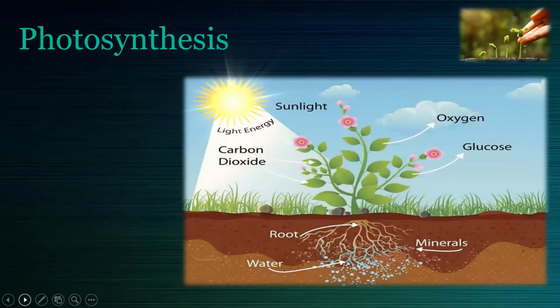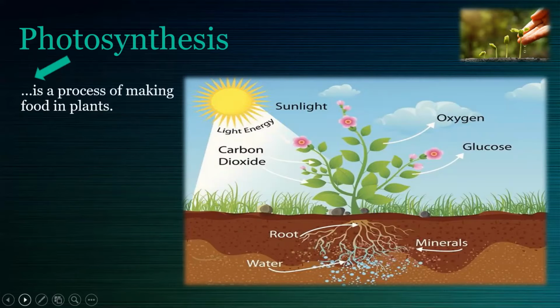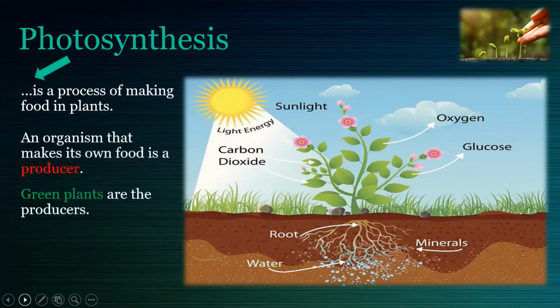Photosynthesis. This is the example of photosynthesis. It is a process of making food in plants. An organism that makes its own food is a producer. Green plants are the producers.